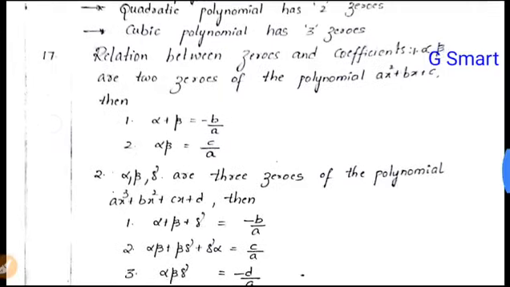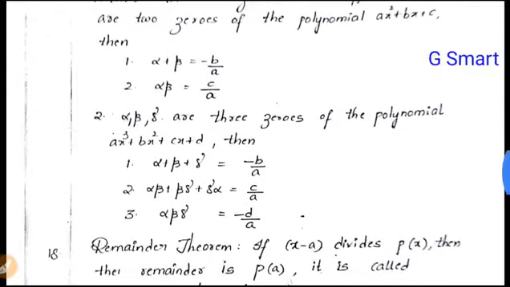Next, alpha, beta, gamma are the 3 zeros of the cubic polynomial ax cube plus bx square plus cx plus d. It has degree 3, so it is called a cubic polynomial. Then the sum of the zeros, alpha plus beta plus gamma, is equal to minus b by a, means minus x square coefficient by x cube coefficient. Next, the sum of the product of the zeros, alpha beta plus beta gamma plus gamma alpha, is equal to c by a, means x coefficient by x cube coefficient.